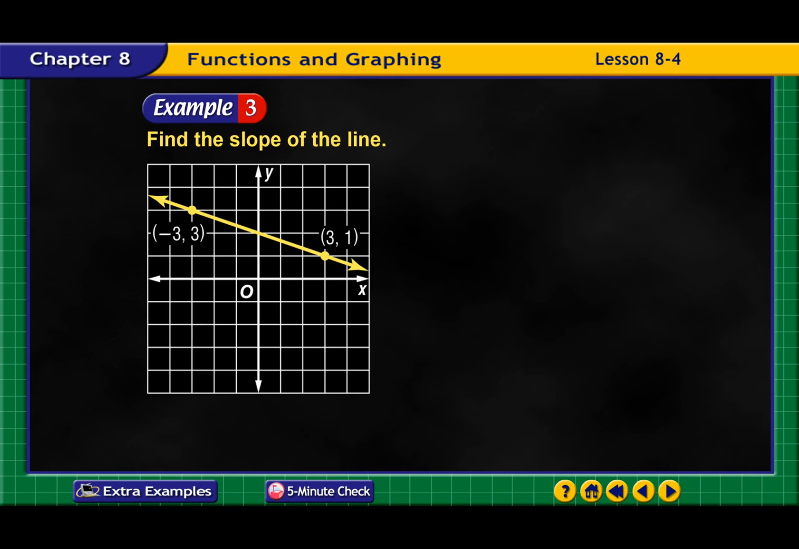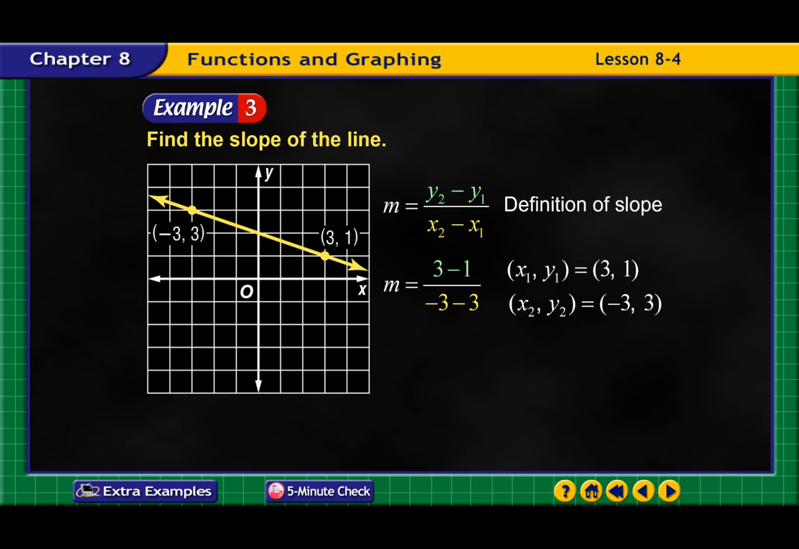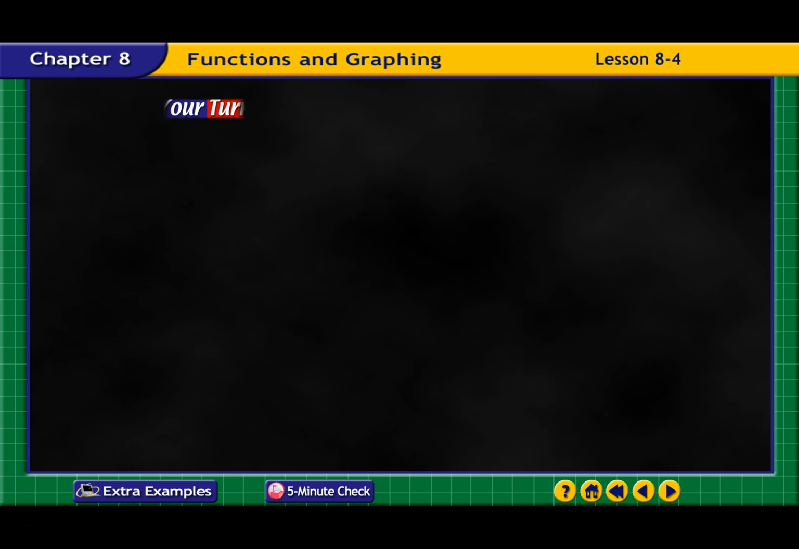Find the slope of this line. So we're going to use that slope formula again, the definition of the slope. We're going to label them out, make sure we know which one's which, and put them into our equation. -3 minus 1, -3 minus 3, gives me a 2 over -6, or -1/3. So the slope is -1/3.